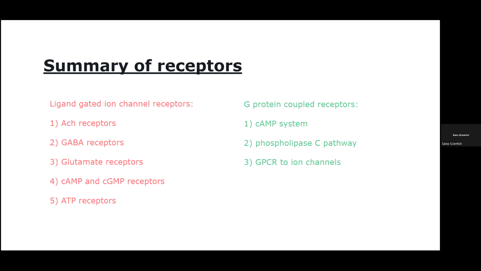Today I'm going to talk about receptors and cell signaling pathways and the general topics about deregulations and how cancer is formed when any of these pathways are deregulated.